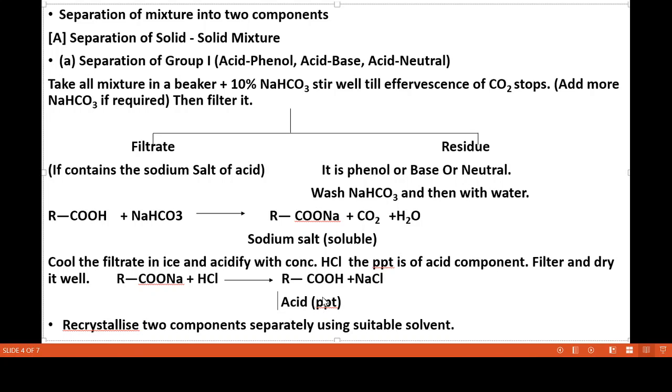Okay. So once we get this compound, our next step is to filter this compound on the Buchner funnel. So we get a dried compound. Then after drying it well, recrystallize that compound with a suitable solvent. Okay, it is clear. So from this filtrate we get the first compound and from this residue we get the second compound. Okay, in this way we separate the compounds by group first.